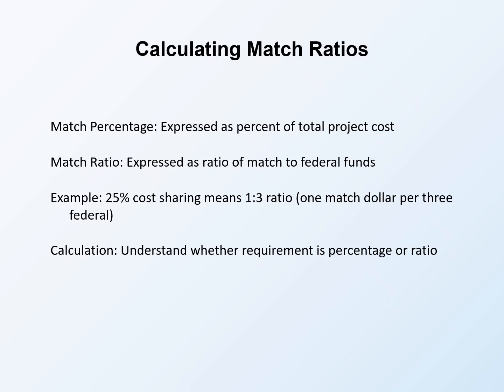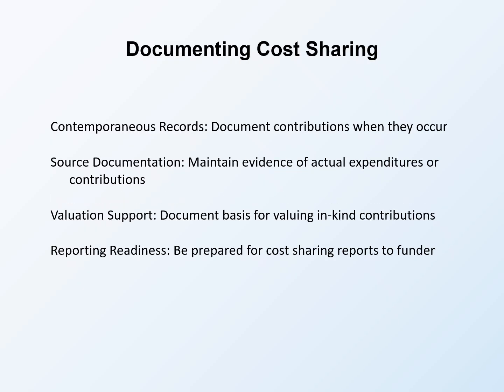Some announcements specify match as a percentage of total project costs. Others specify it as a ratio of match to federal funds. Misreading the requirement produces incorrect calculations that create compliance problems. Proper documentation is essential for demonstrating that you met your cost-sharing commitments. Building documentation practices from project start prevents problems later.